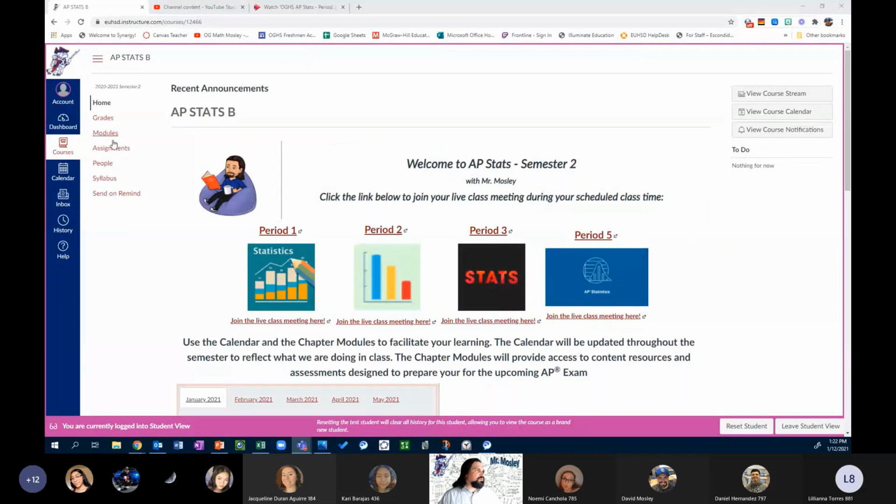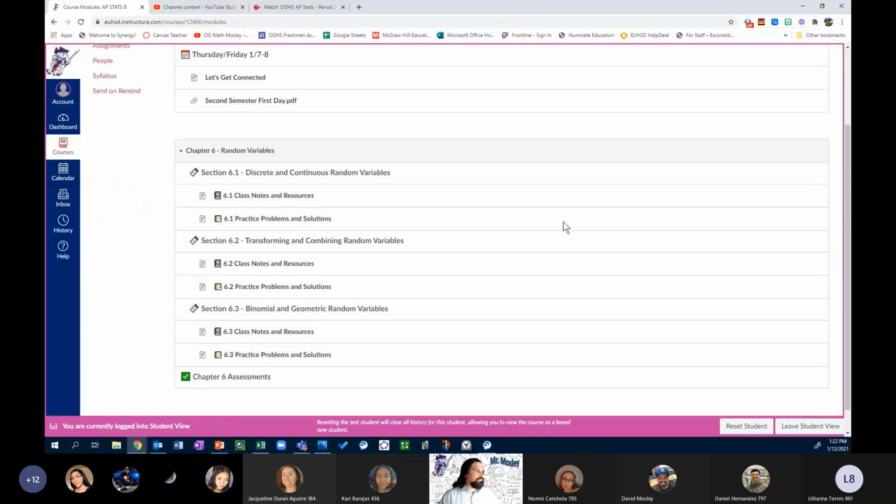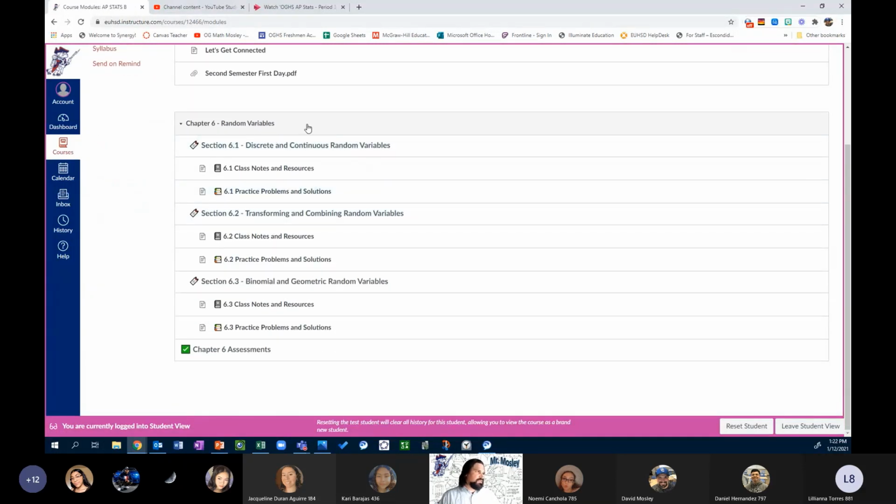So just take a look at the module itself, Chapter 6. This is kind of what the new modules will look like. The calendar will essentially organize what we do each day, and the modules will contain stuff for specific chapters and sections. So as you can see, we have Chapter 6, Random Variables, and the 3 sections that are in Chapter 6. Today we will be doing the lesson on discrete and continuous random variables.